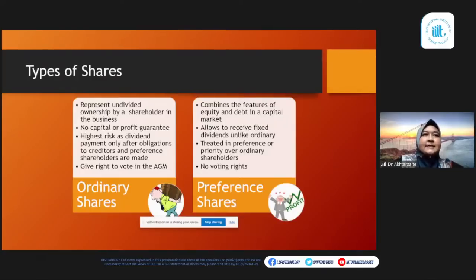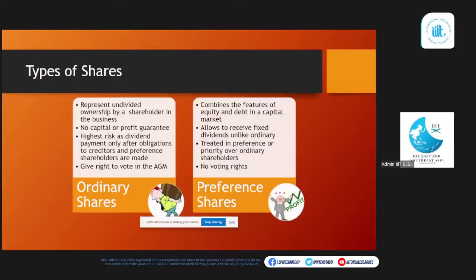Can you see the slide? Types of shares, sister? Yeah, doctor, can see. Okay, all right.